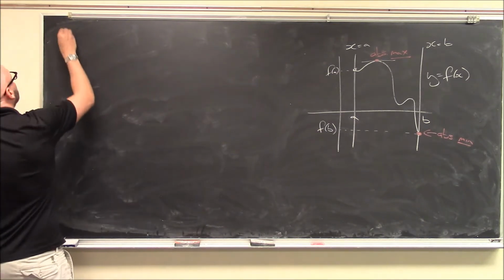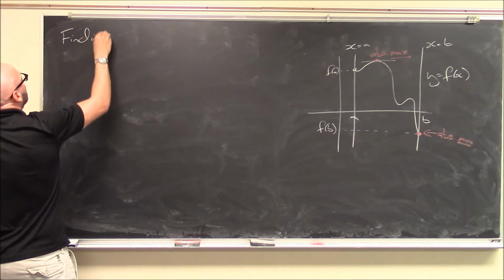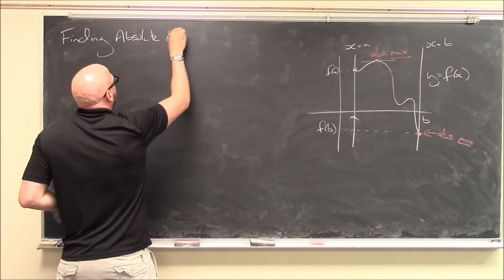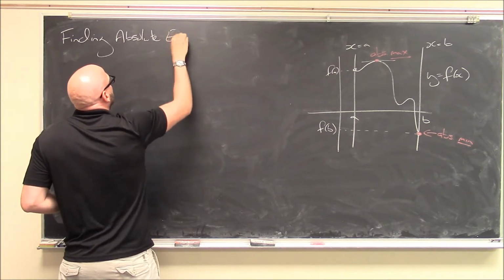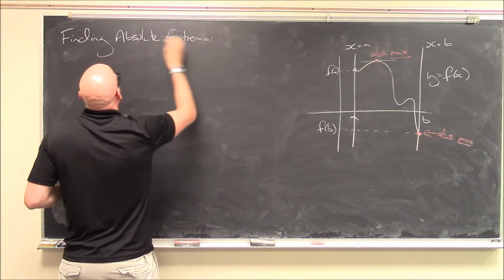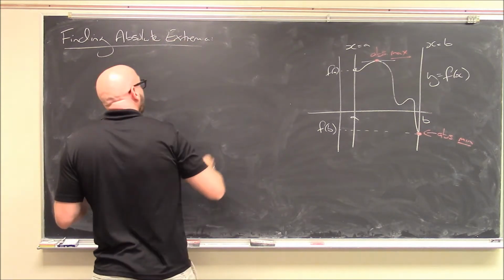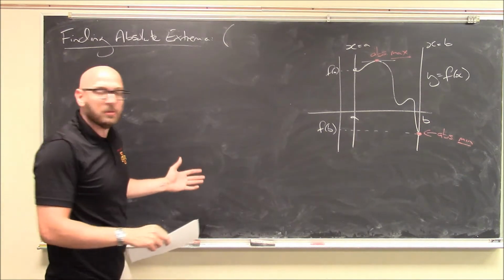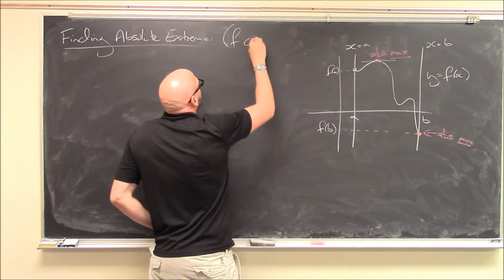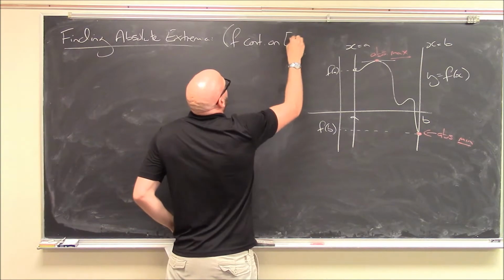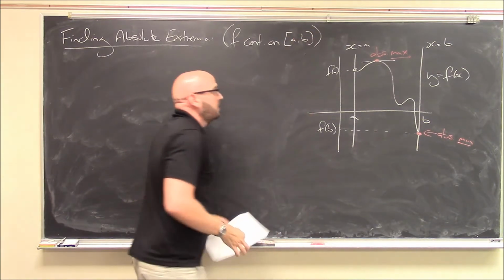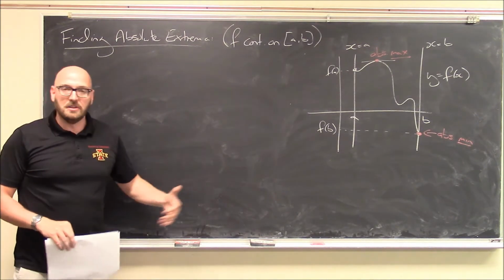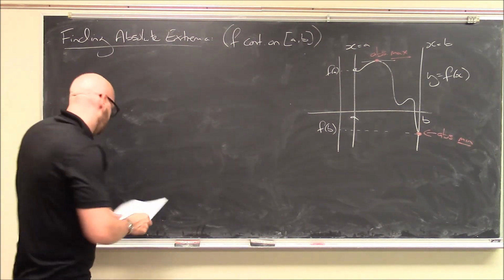Here's finding absolute extrema. And this will of course be in the case where we're guaranteed they exist: f is continuous on a closed interval. All right, so f is continuous on a to b. And all the questions will look like this. Find the absolute max or absolute min of some function defined on this closed interval.